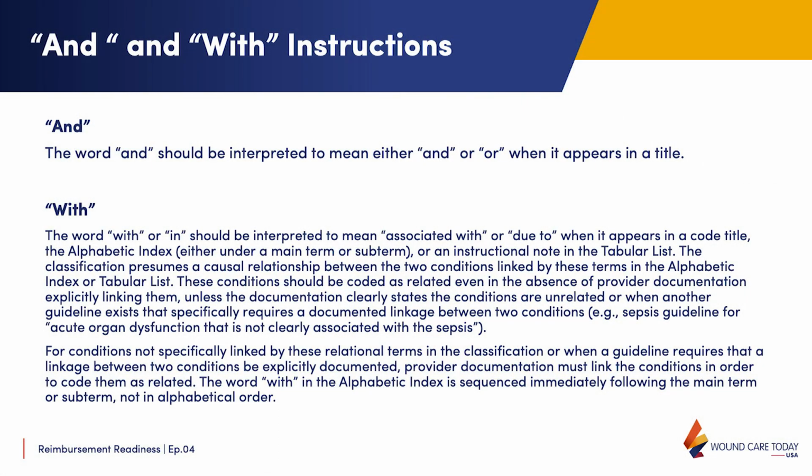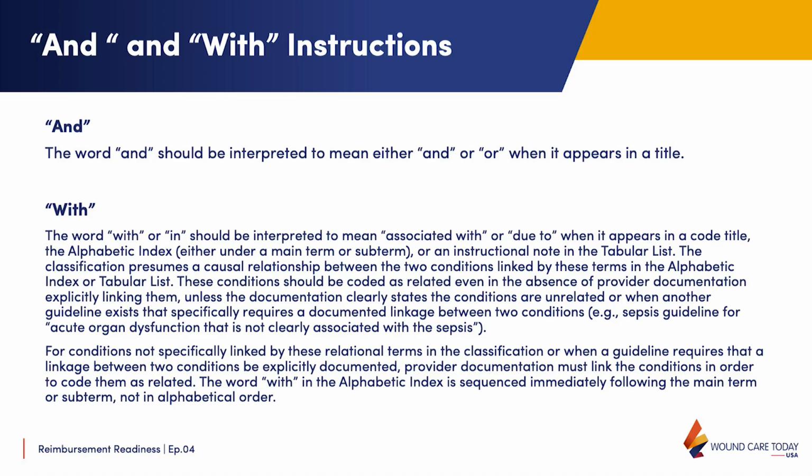And we also saw when you were looking up in the alphabetic index, the term with. So and and with are very important when you are looking at the coding instructions. The word and should be interpreted to mean either and or, quote unquote, or when it appears in a title. So it's just like when you're writing a sentence and you say and or. So the word with or in should be interpreted to mean associated with or due to when it appears in a code title in the alphabetic index or the tabular list.